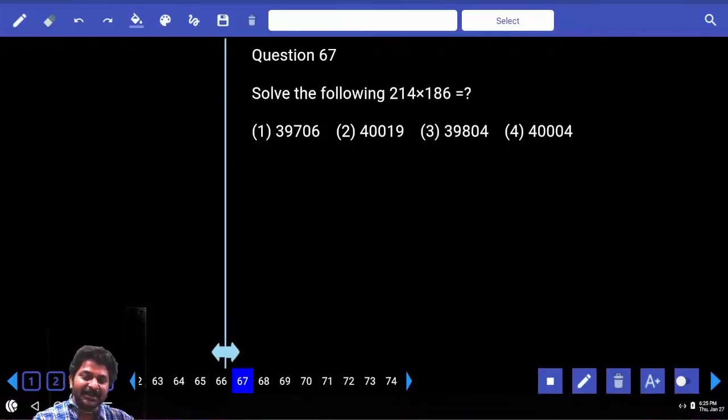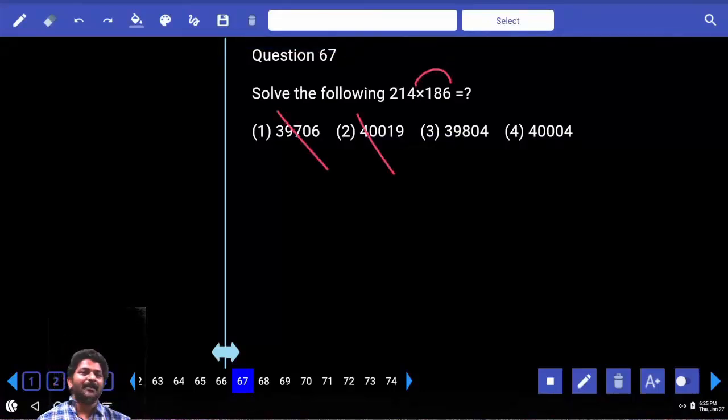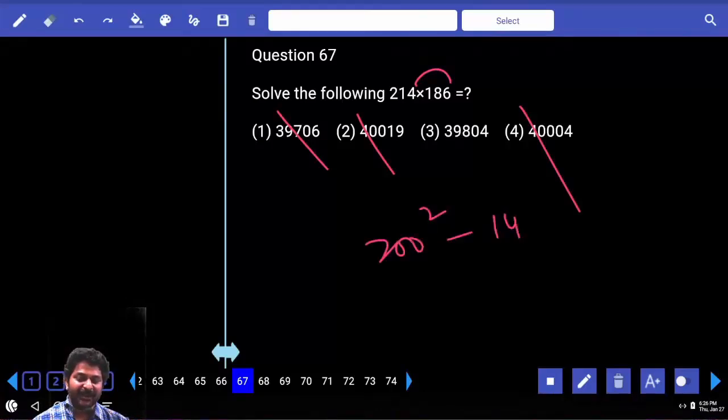6 into 4 ends with 2, options eliminated, right? First number is in the form of 200 plus 14. Second number is in the form of 200 minus 14. A plus b into a minus b, that is a square minus b square only. A square is 40,000 minus something is there. Fourth cannot be your answer. I am not calculating the exact value. You just know that the answer is 200 square minus 14 square. This value is 40,000 minus something. That means the answer must be definitely less than 40,000. So it cannot be the fourth option.